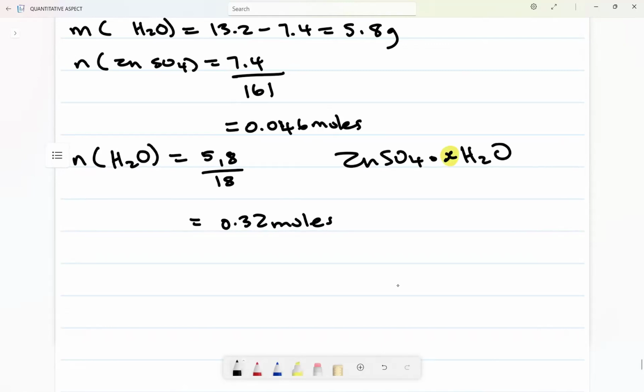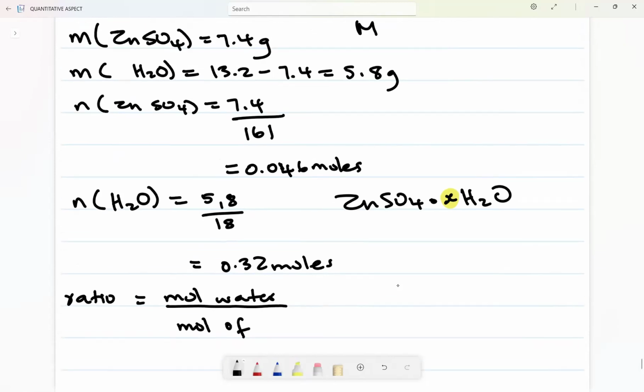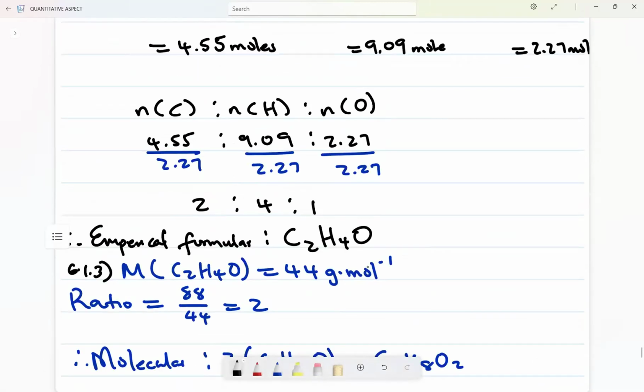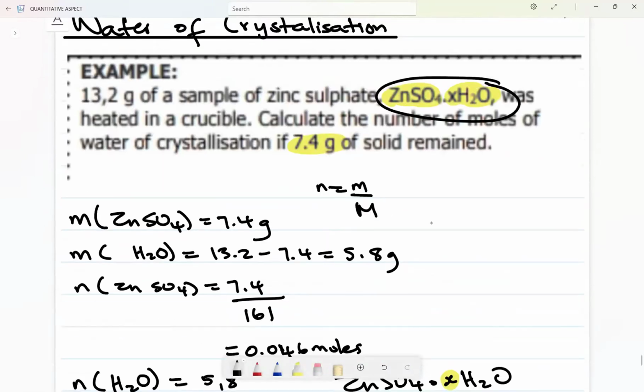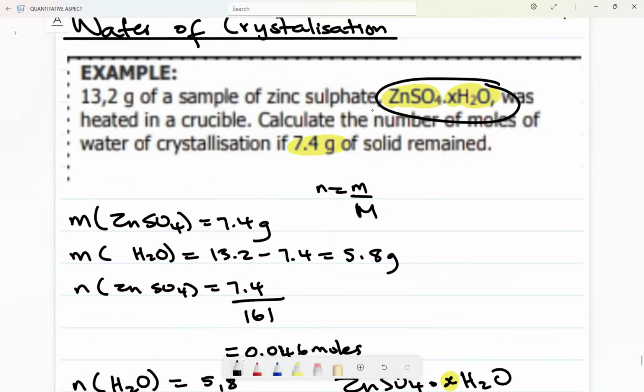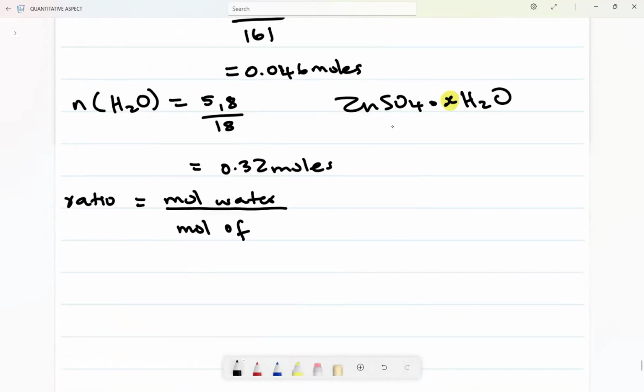I'm going to say, what is the ratio between the two of them? The ratio between the two of them is going to be what? You can say the mole of water divided by the mole of the anhydrous salt. So, or just the solid, okay? The solid that remained, or you can say of the zinc sulfate, okay? So when you do that mathematically, it's gonna give us mole of water.